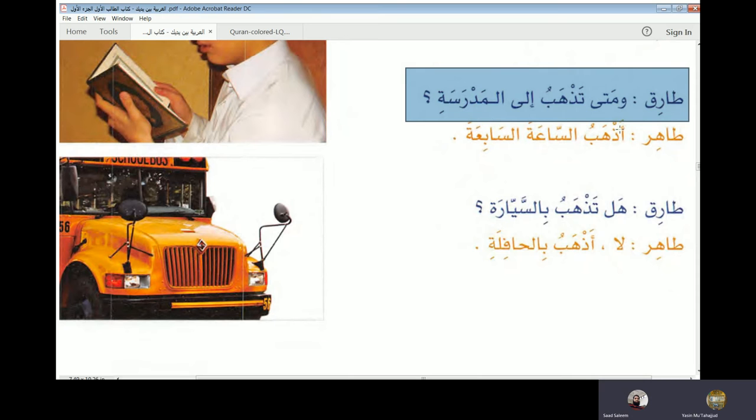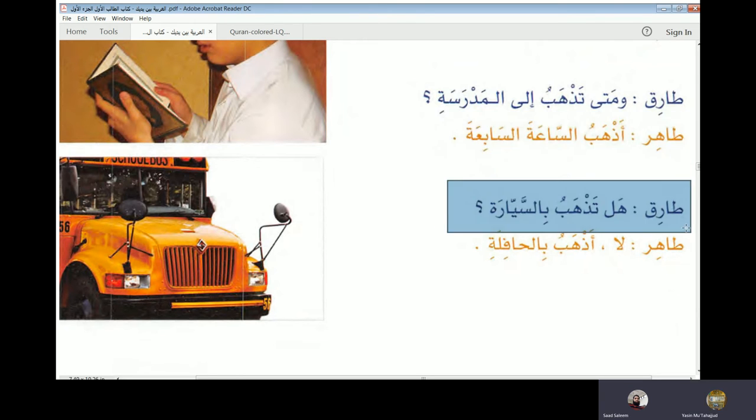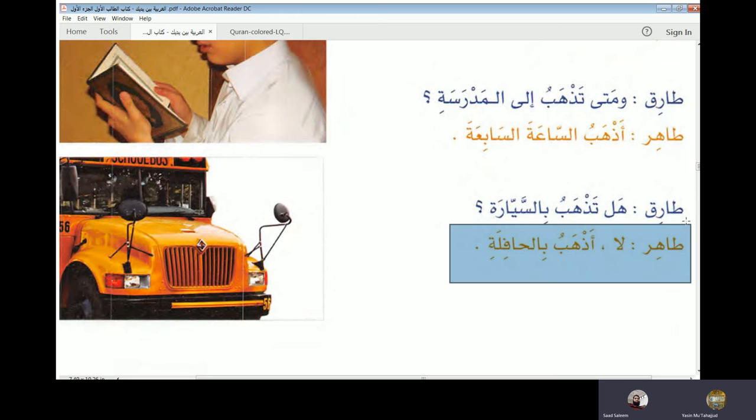Mata tadhabu ila madrasatik? And when do you go to school? Adhabu as-sa'ata as-sabi'ah. I go at 7 o'clock. Hal tadhabu bis-sayyarah? Sayyarah means car. Do you go by car? Correct. La, adhabu bil-hafilah. No, I go by bus. Correct.